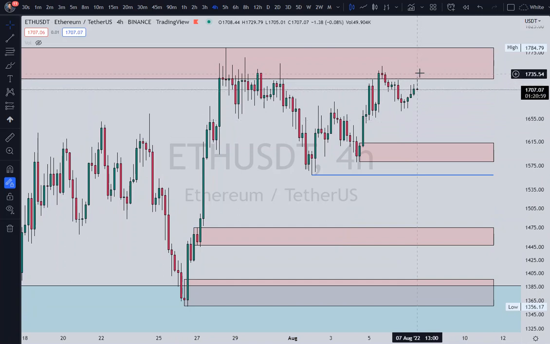If you shorted here, please take some profit in this area, or if you don't want to close the entire position, at least you can take 50% of your profit here and put your stop loss at break even. So this is what I saw on Ethereum. And let's go to Polkadot, Cardano, and other coins.